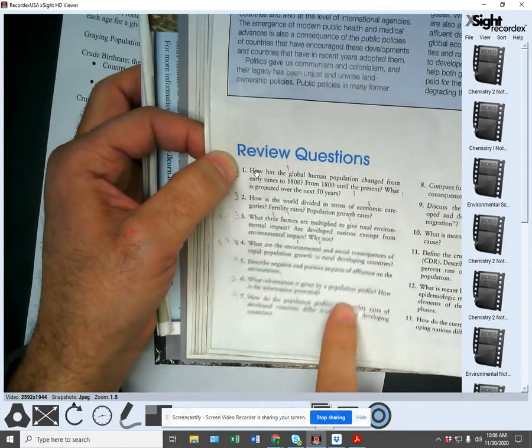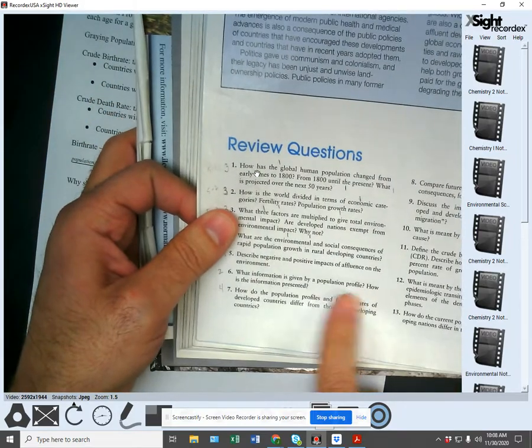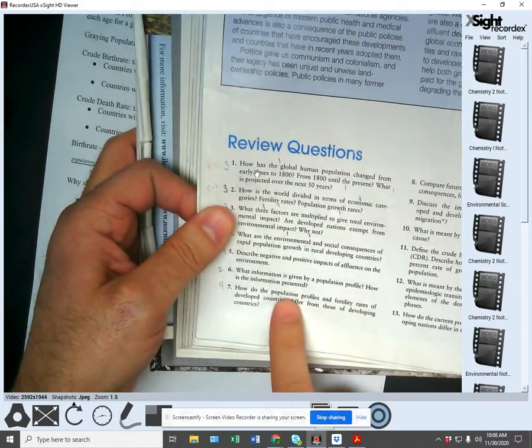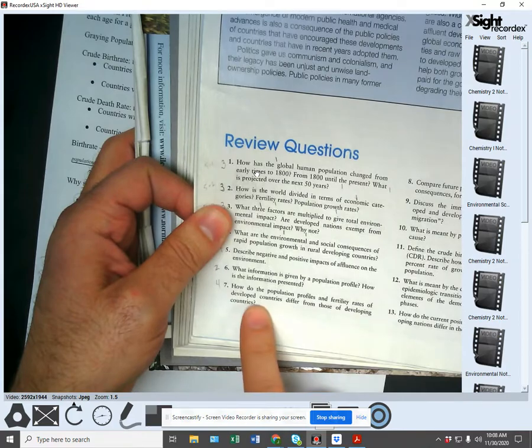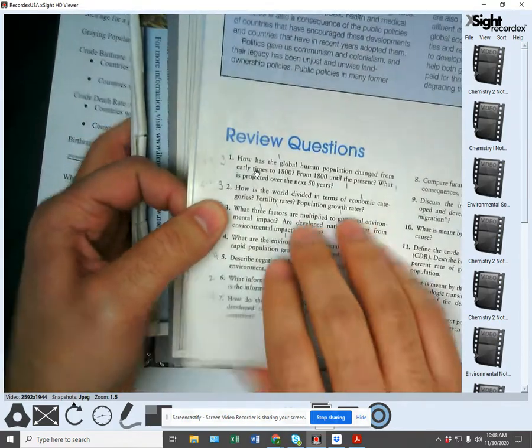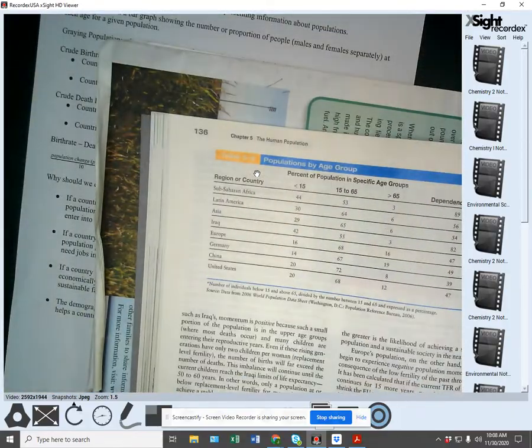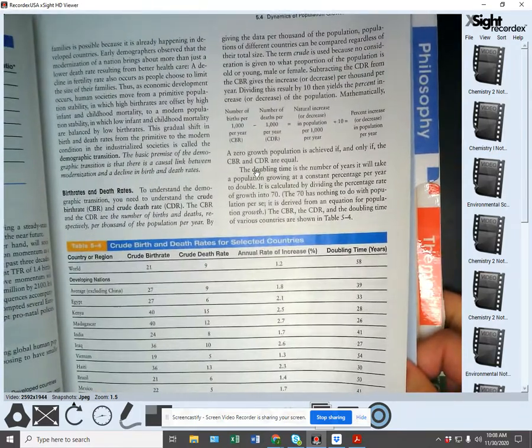What information is given by a population profile? So we talked about that. How is it presented, graph-wise? And then how do the population profiles and fertility rates of developed countries differ from those in developing countries? Okay, that again is in the fertility section at page 138. Okay, birth rates and crude death rates and information there, 137, that kind of stuff.